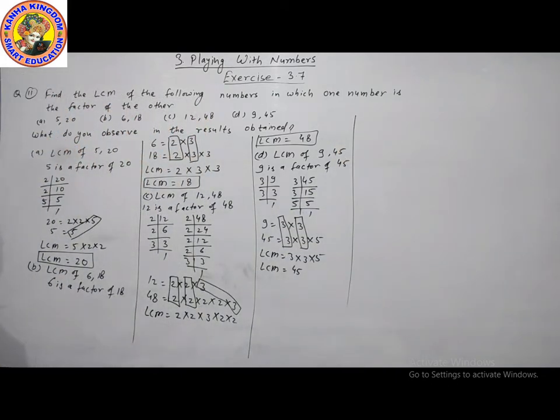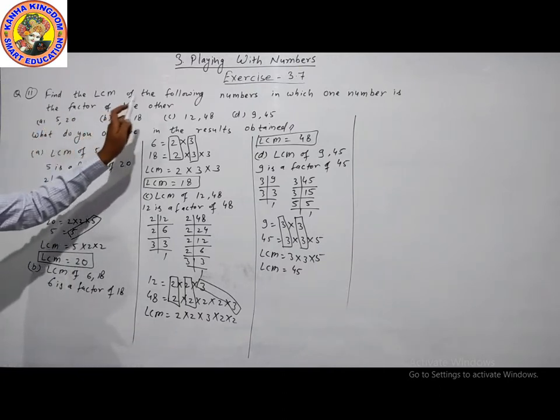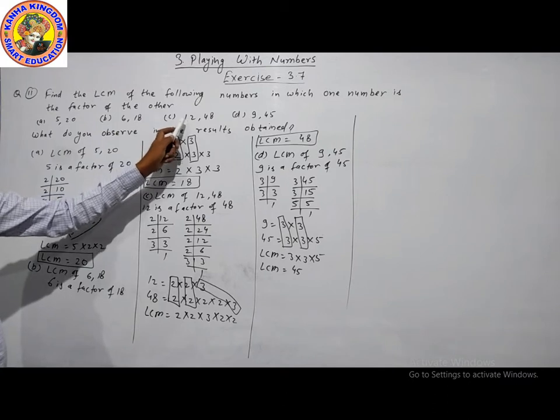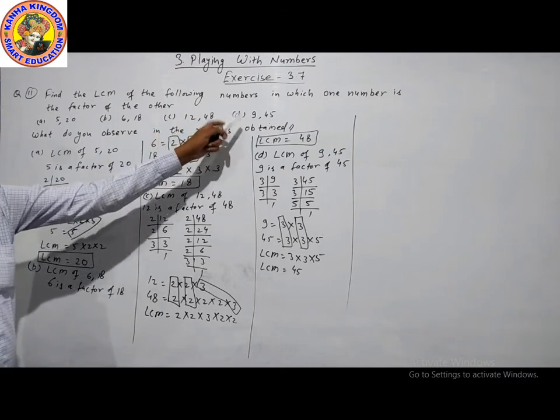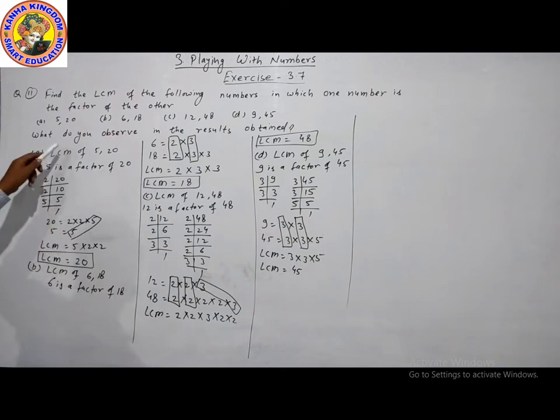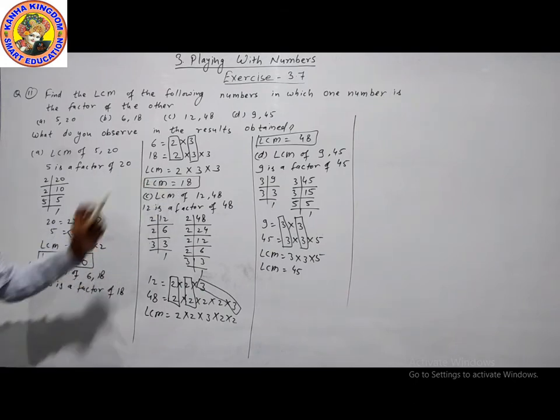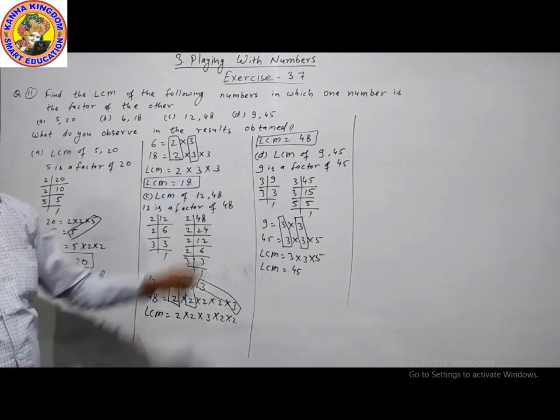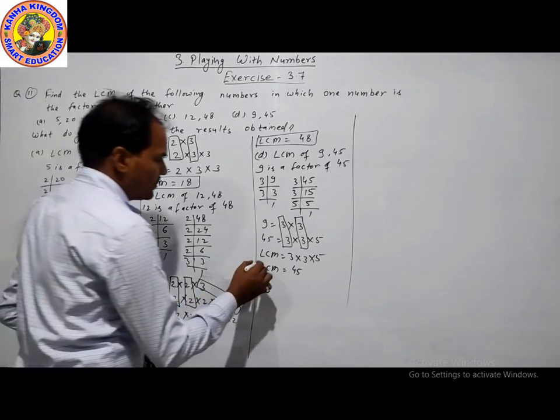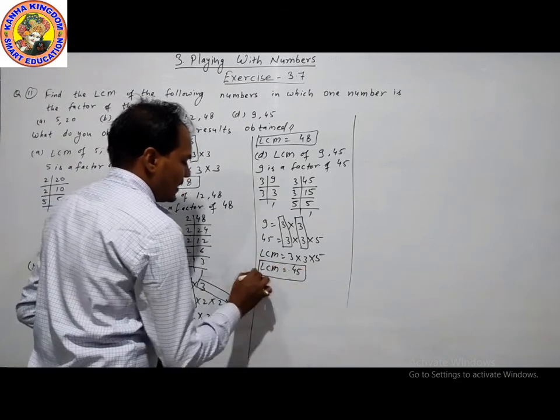These are our LCM. First question, find the LCM of following numbers, and one number is factor of other. 5 is a factor of 20, 6 is a factor of 18, 12 is a factor of 48, 9 is factor of 45. We will find the LCM. LCM of first question is 20, second question is 18, third question is 48, fourth question is 45.